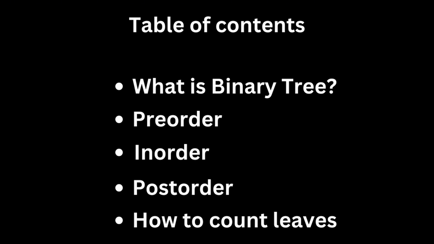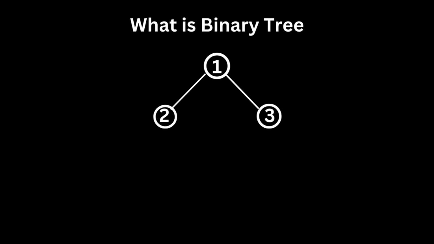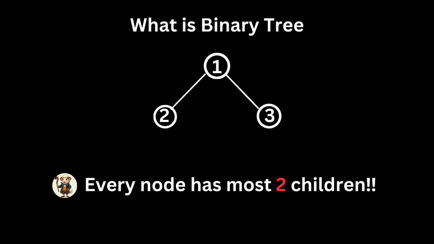So, let's dive in and explore what a binary tree is. A binary tree is a type of data structure that consists of nodes. Each node can have up to two children, known as the left child and the right child. This structure is distinct because each node can have 0, 1, or 2 children only. Let's examine some trees to see if they are binary trees or not.